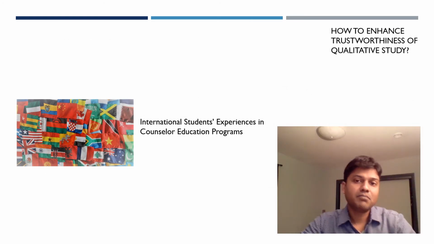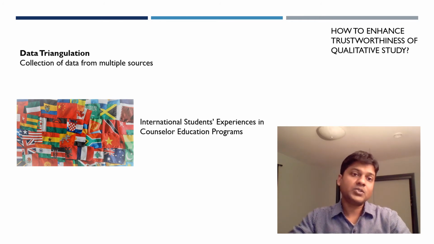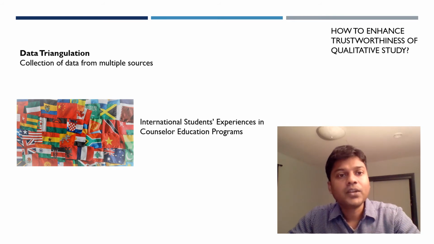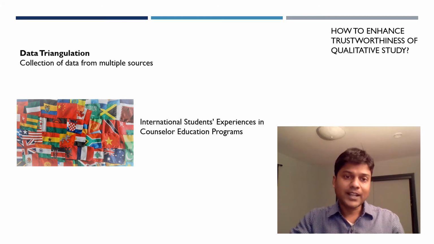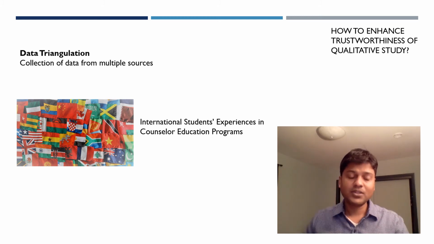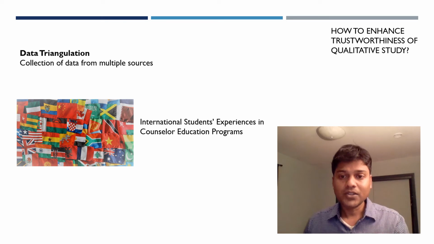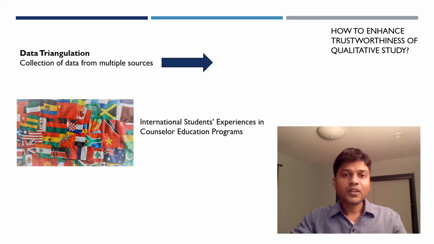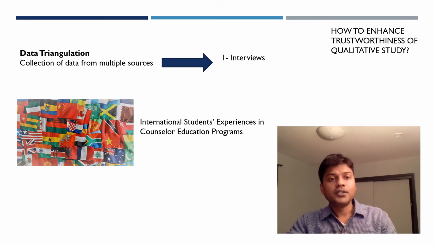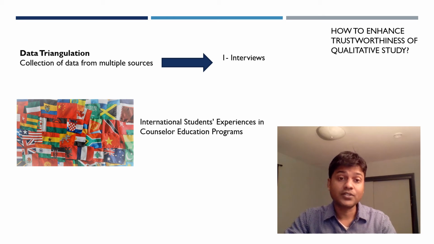Okay, so let's talk about the first method of triangulation, which is data triangulation. What is data triangulation? Data triangulation refers to collection of data from multiple sources. To understand this, let's take the same example research topic that we used in the previous slide: international student experiences in counselor education programs. Let's say as a researcher, I'm interested to explore this topic, and I want to use data triangulation, which means that I need to collect data from multiple sources. First of all, I can contact the international students who are enrolled in counselor education programs, conduct individual interviews, and collect the data from them.